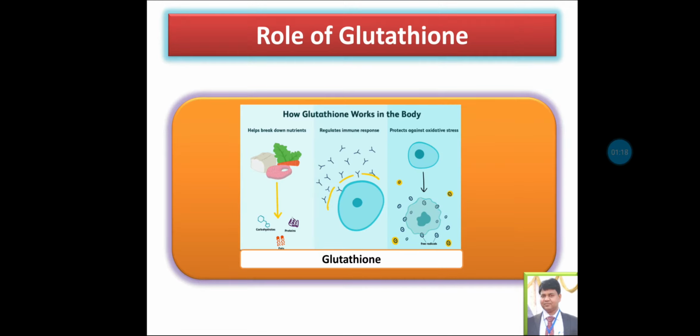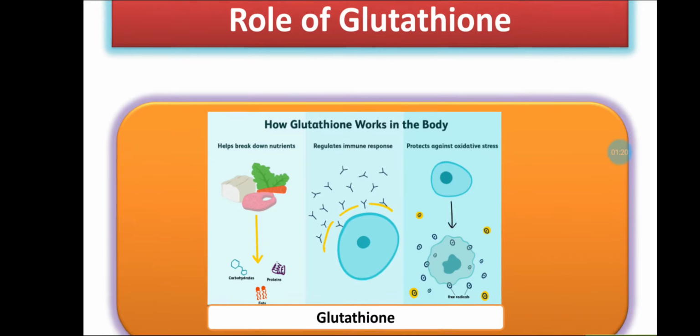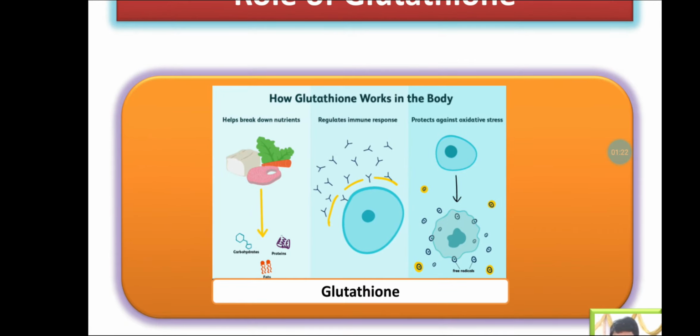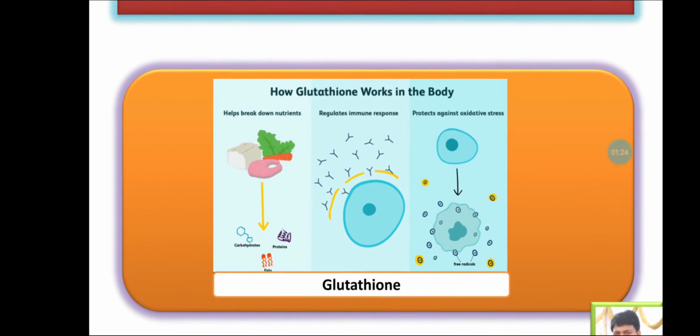If we go through the role of glutathione, it helps in the breakdown of nutrients, and it also helps in the regulation of immune responses. So it is very important, and the most important function is to protect the cell against oxidative stress. During cellular mechanisms, a lot of free radicals are produced, and these free radicals are managed by antioxidants such as glutathione.